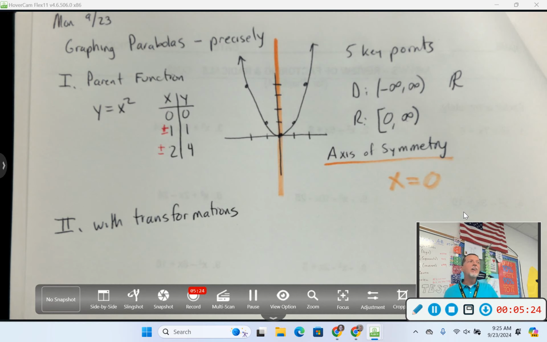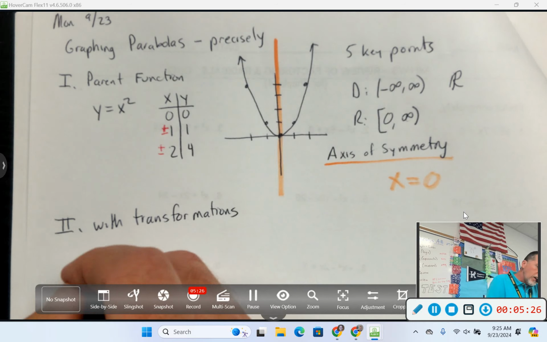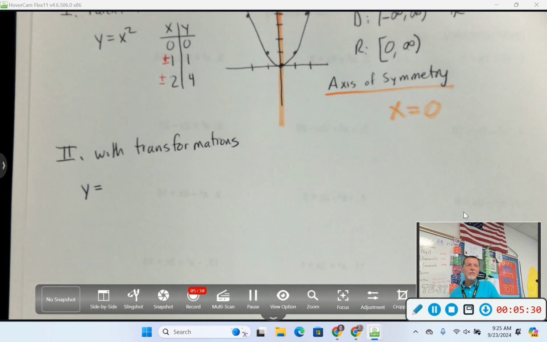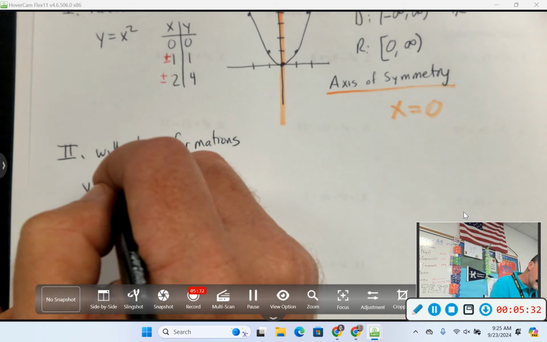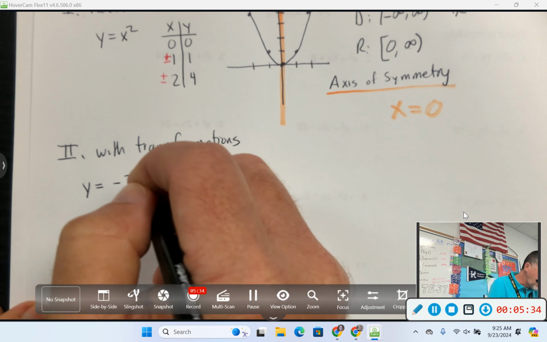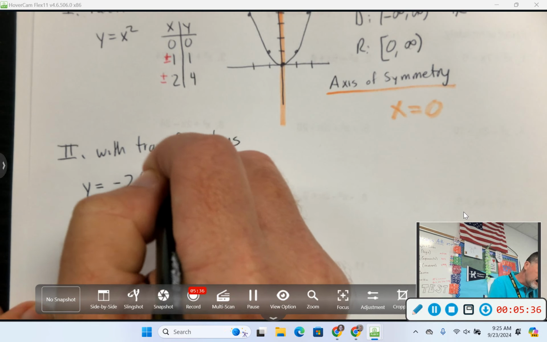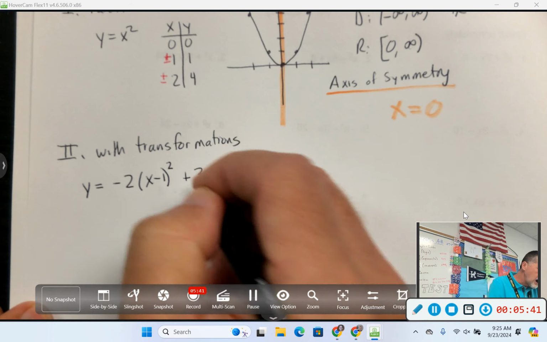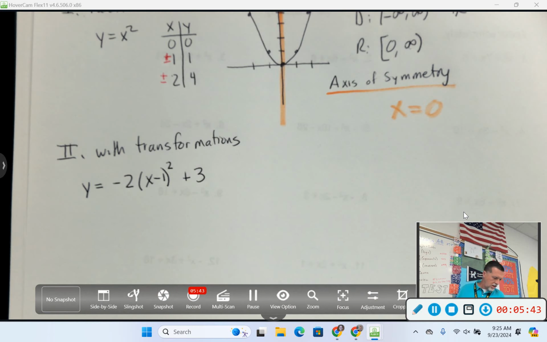Now, we've done tons of transformations before, so I'm going to throw you one, we'll do one together, that has like all of the transformations. So -2(x minus 1)squared plus 3. It's like all the things that could go wrong have gone wrong.